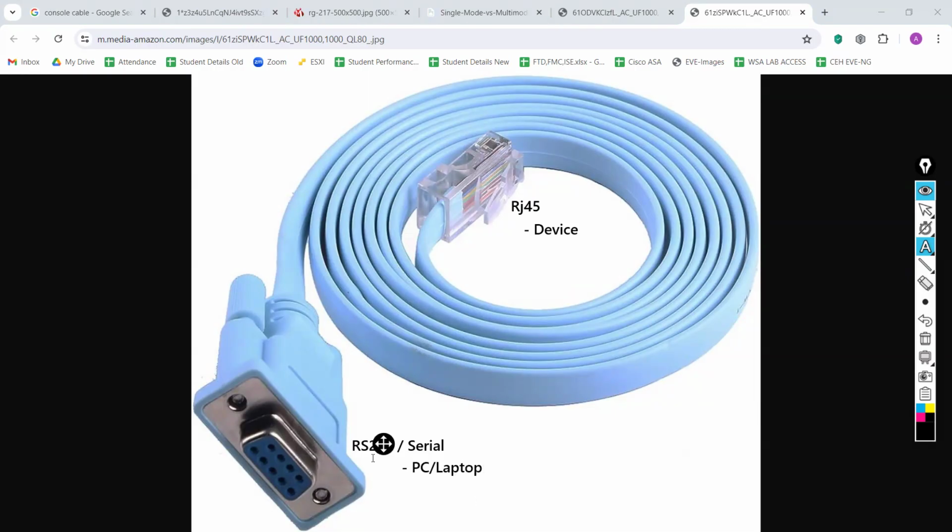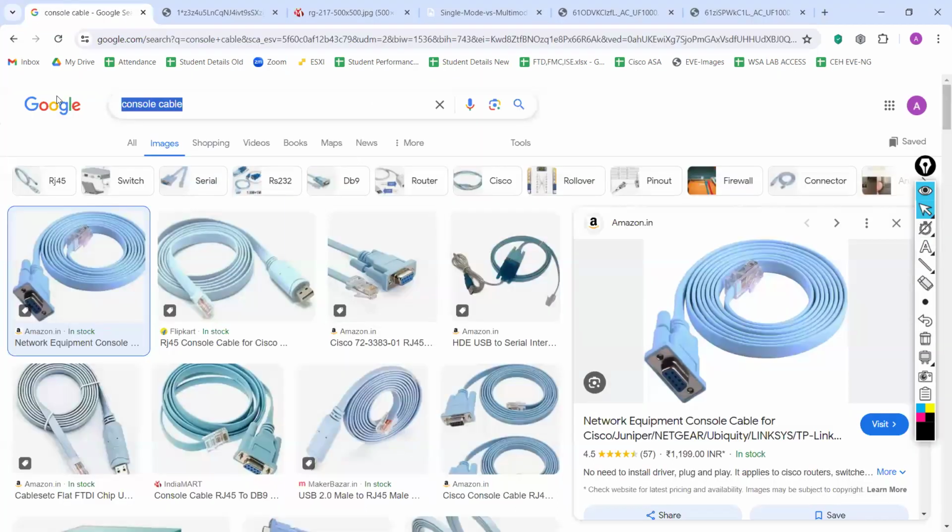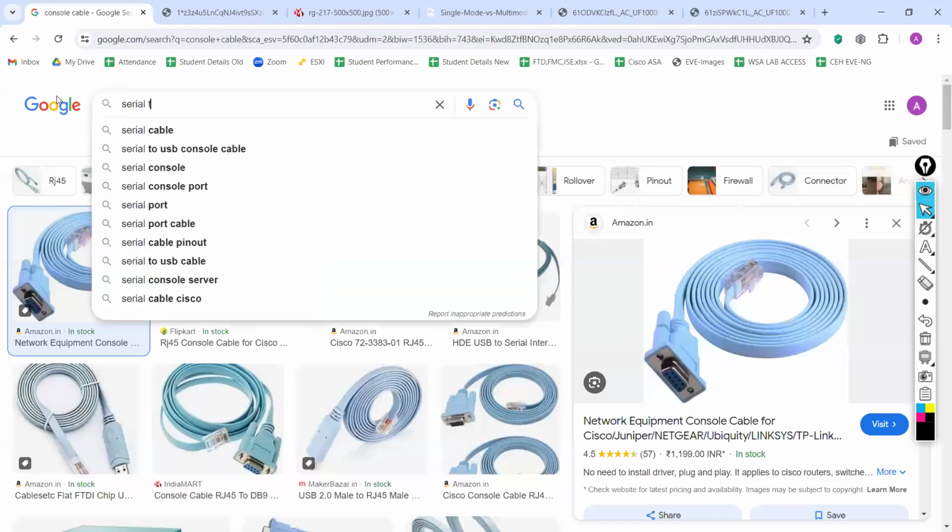Now you might say, what if this port is not available? PC is fine, but in a laptop it is not available. So what will you do? We will convert it. At least USB is available, so we will convert it into USB. How? We are going to use converters. I'll use a serial to USB converter.